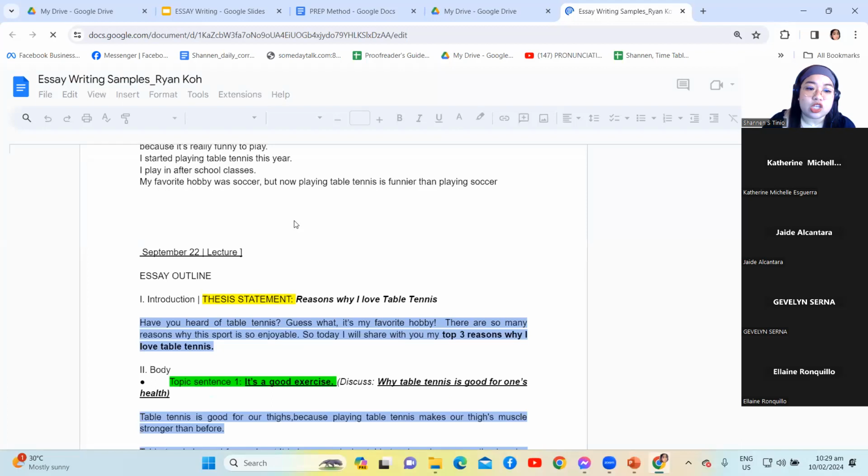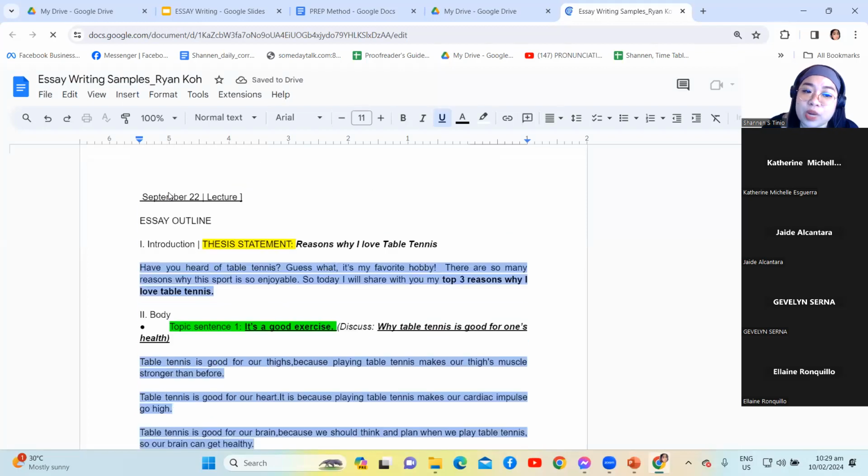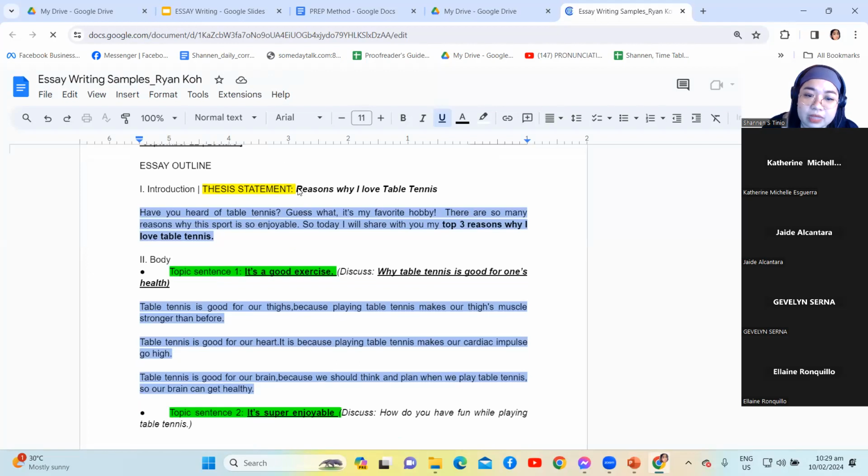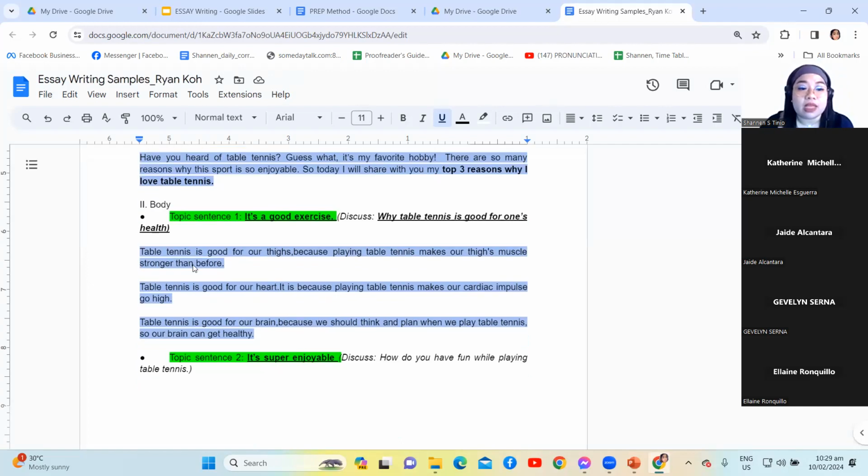Okay. So, ito, tinuturuan ko siya kung paano gumawa ng essay outline. So, ang kanyang thesis statement is reasons why I love table tennis. Meaning, he will come up with 3, kung gusto niya ng 3 paragraphs, 3 topic sentence din. But each paragraph must have 1 topic sentence.